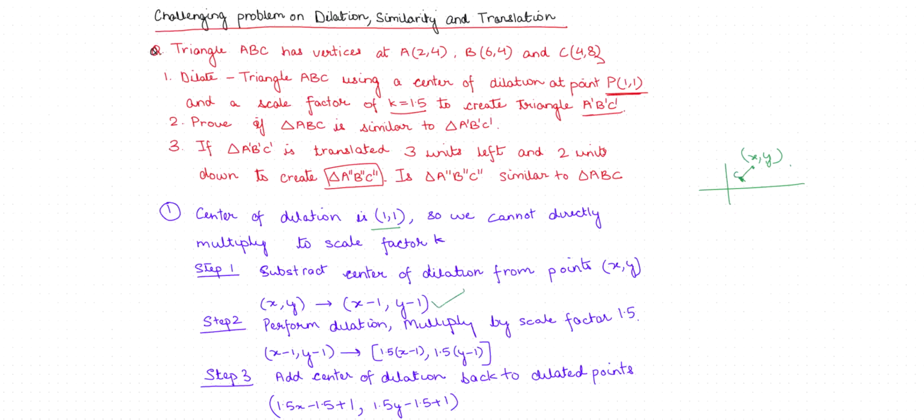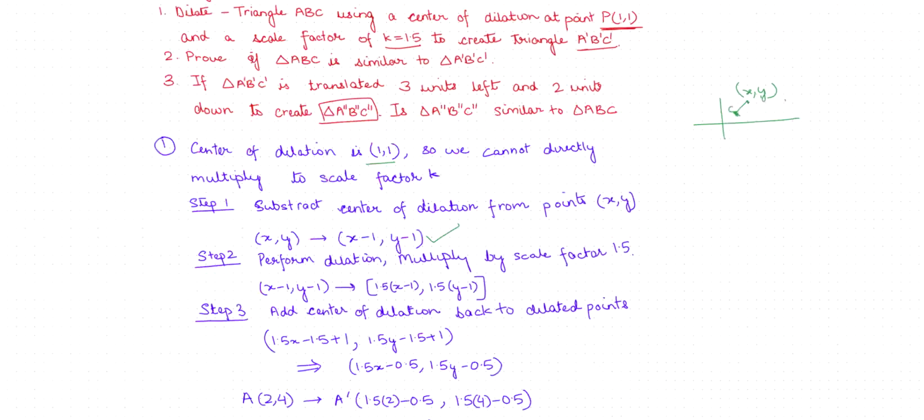Now we perform the dilation. We multiply it by the factor of 1.5. Whatever the distance we got, we will multiply it by 1.5. So now we performed the dilation. Now we perform the dilation for this length, not for the length from 0 as we used to do when the center of dilation was 0. Now we have to add the center of dilation back to the dilated points.